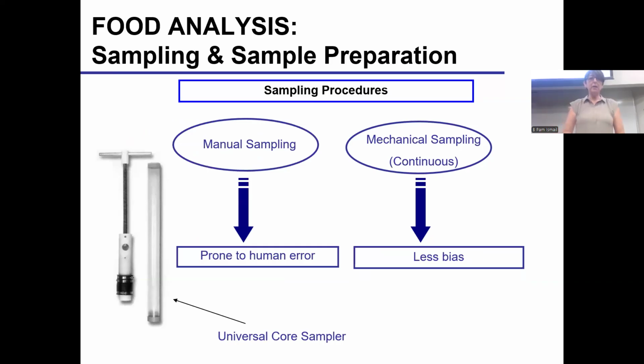So sampling. When you have mechanical sampling, it's less biased. Whenever you're able to have mechanical sampling where there's no human bias, you would do that. Sometimes if you can't, you just do manual sampling. In line of process, oftentimes sampling is done mechanically to reduce bias.